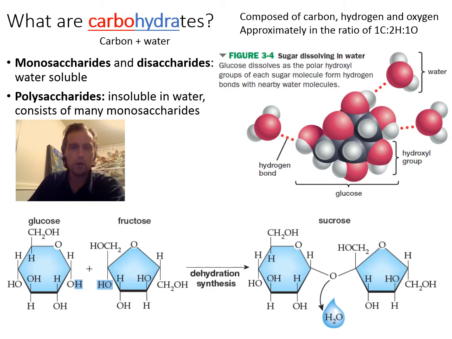What are carbohydrates? Carbohydrates are carbon and water. That's what those root words mean, carbohydrates. They're composed of carbon, hydrogen, and oxygen, approximately in the ratio of 1 carbon to every 2 hydrogens to every 1 oxygen. That is not a perfect ratio, it is approximate.